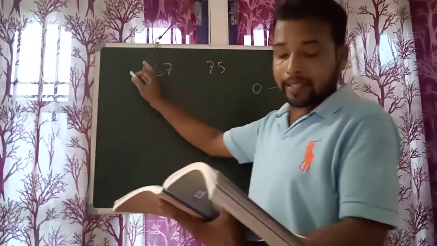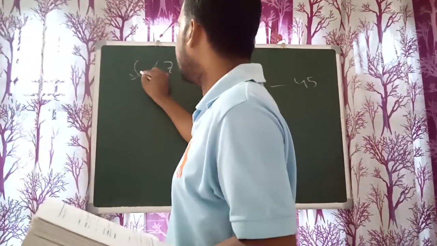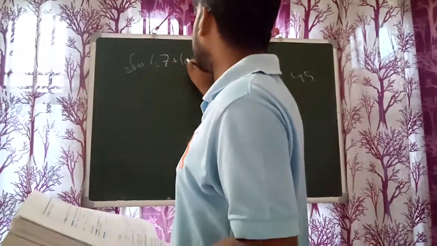Here before this one there is sin, then here the plus sign is there, then here this one is cos.